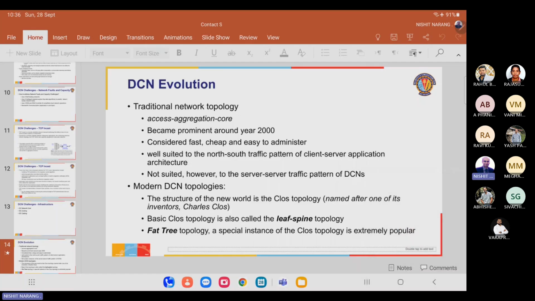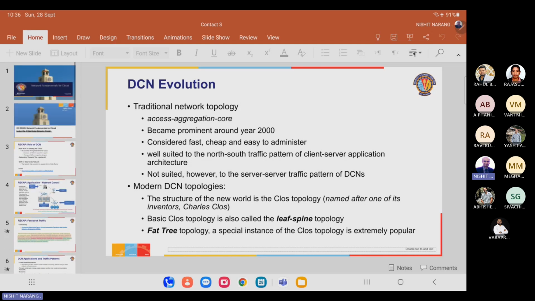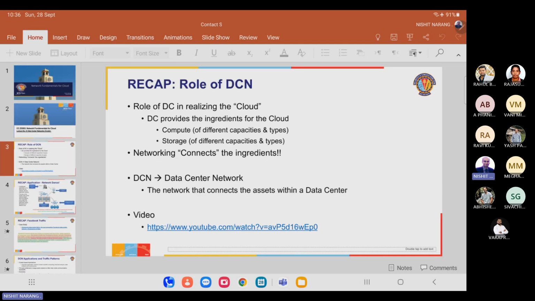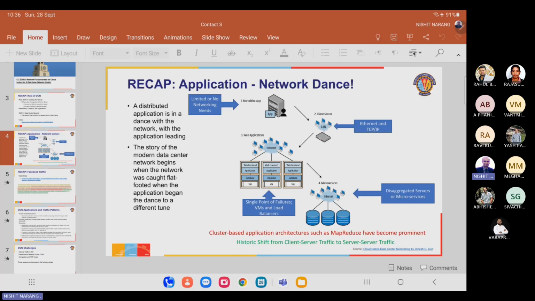Okay, so this is where we left last time. Quickly, if you want to recollect what we discussed in the previous class, we were on the topic of data center networks, and we saw a very quick short video about what a data center network is, where we saw the Google data center network in action. We talked about the application-network dance and how the network evolves based on the evolution that happens to the application. It's not the other way around. The application leads this dance.